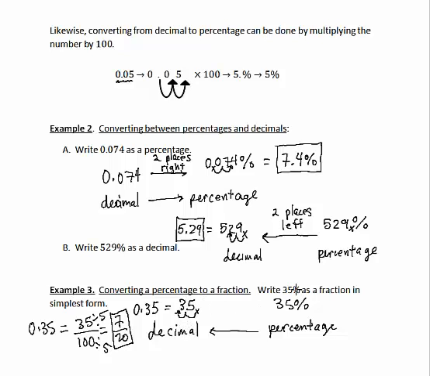So I simply took my percentage, I moved the decimal place left 2 spaces to convert it to a decimal, and then I took the decimal and I converted it to a fraction, and then I simplified it.